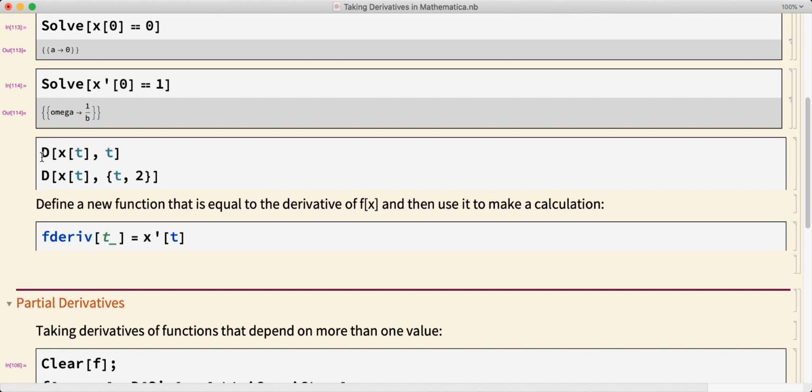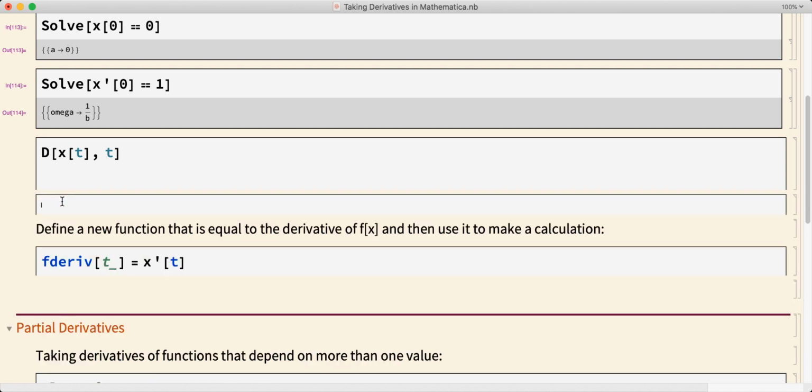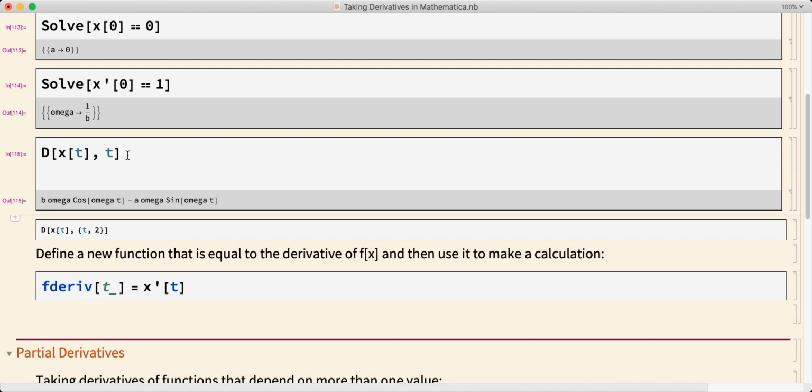So D is the syntax for the built-in function. The inputs here in square brackets: the first input is the function. The second input is the variable that I'm taking the derivative with respect to, so in this case, t. And so I'm actually going to evaluate this one separately. Let's see here. I'll go ahead and evaluate this.